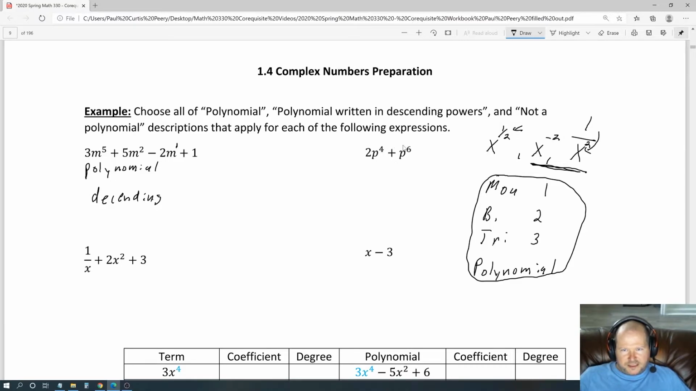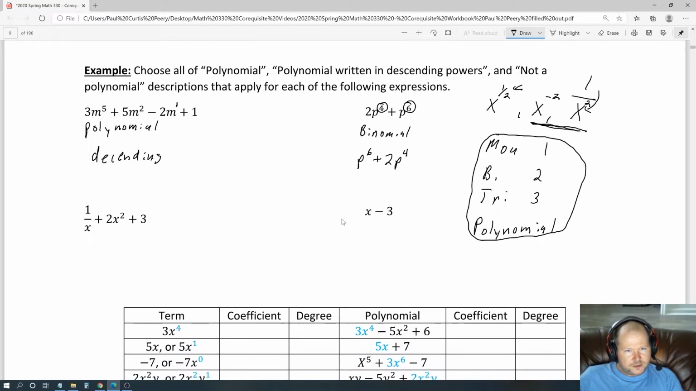Now, how about this one? Okay, so first of all, we see that we have a 4 and a 6 exponent. So not a fraction, not negative, not in the denominator. So this is, in fact, a polynomial. And specifically, we're going to call this one a binomial. It's still a polynomial, but because it has two terms, we're going to call it a binomial. Okay. Now, is it in descending order? No. In fact, this one is not in descending order because it starts with a 4th power, and then the next one is a 6th power. So we are going to rewrite it in descending power. So we're going to write this as p to the 6th plus 2p to the 4th. So now the first term is a 6th power and the second term is a 4th power.